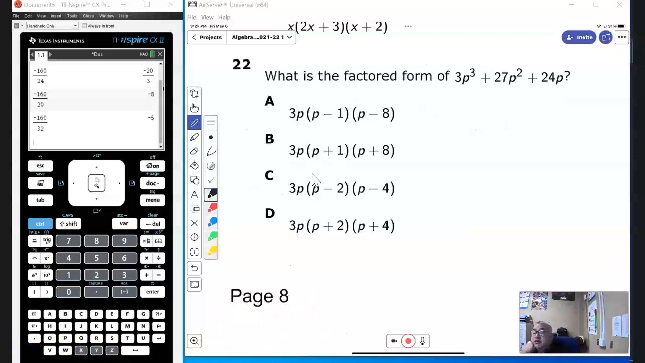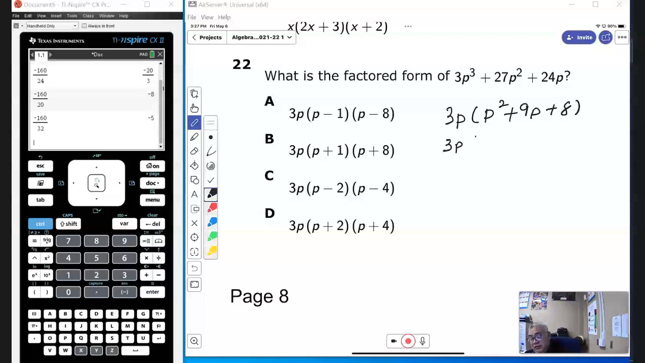Okay, we're continuing with factoring. So what is the factored form of 3p cubed plus 27p squared plus 24p? And we notice that they all have a common factor of 3, and they also have a common factor of p. So it's going to be p squared plus 9p plus 8. And like I said in the previous example, if you wanted to see if I did it correctly, you would just have to apply the distributive property and you'll get the original polynomial.